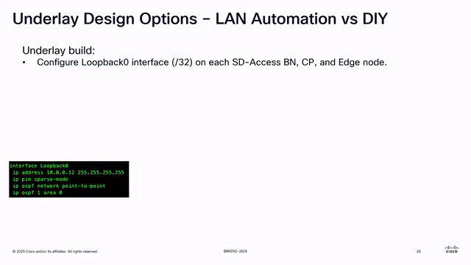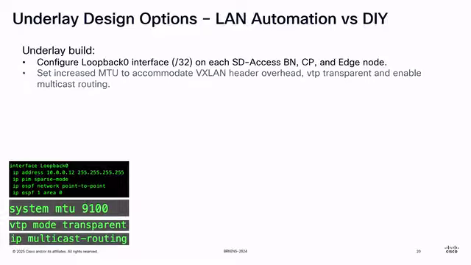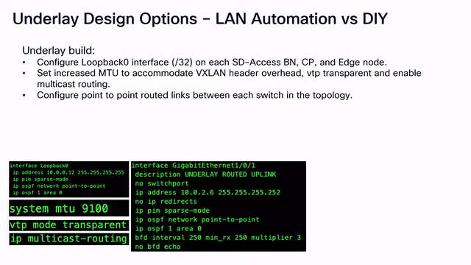Well, you need to create a loopback 0 interface and assign it a /32 IP address. So this loopback 0 is the VXLAN tunnel source and tunnel destination. So all the traffic in SDA goes between loopback zeros. Sounds simple enough. Then you can do some housekeeping, like bump the MTU and enable multicast. We'll talk about multicast a bit later. Then you create point-to-point routed links between every switch in the topology.